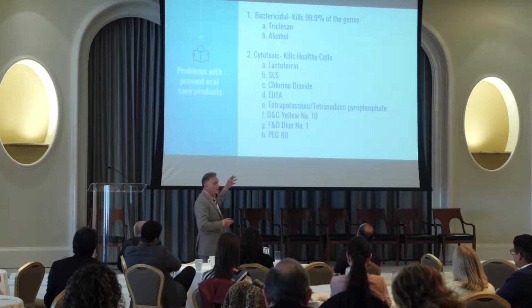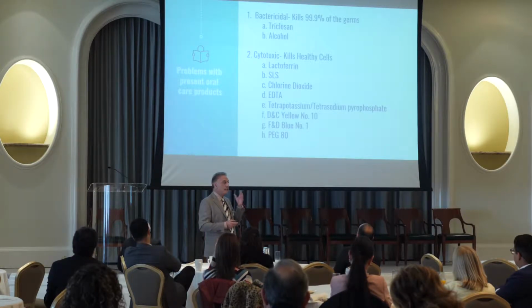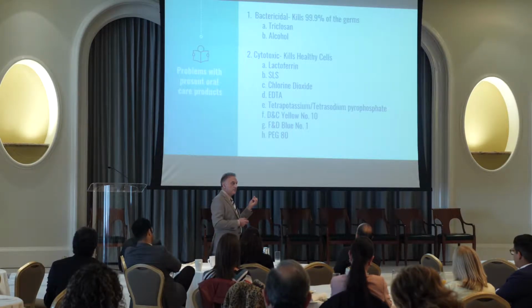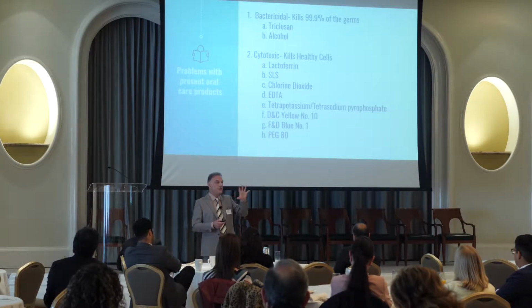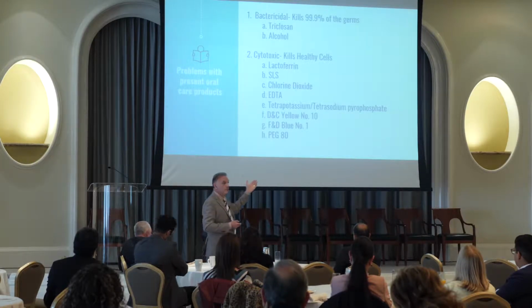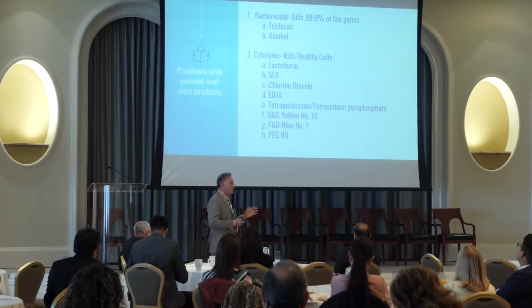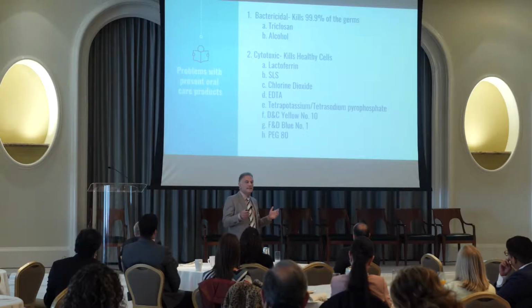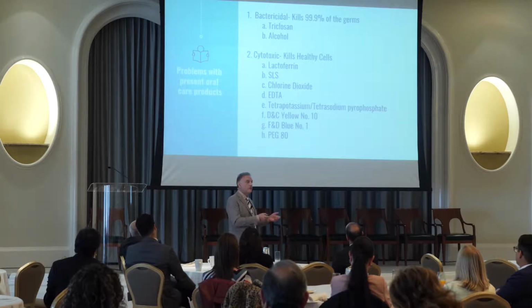So the second part of the problem is that in the current oral care, there are ingredients that are cytotoxic. That means it kills healthy human cells. And some of them, SLS, which is sodium lauryl sulfate, is the foaming agent that is used in toothpaste. And DNC yellow and FD&C blue are the artificial colorings that are added to different mouthwashes. The first thing I didn't understand was, if we want white teeth, why do we add artificial coloring to the mouthwashes? It just made no sense.